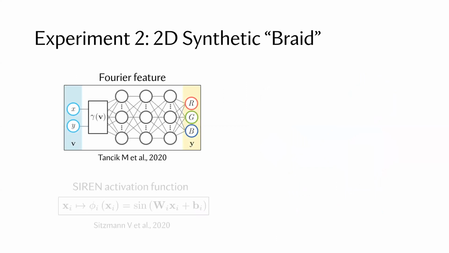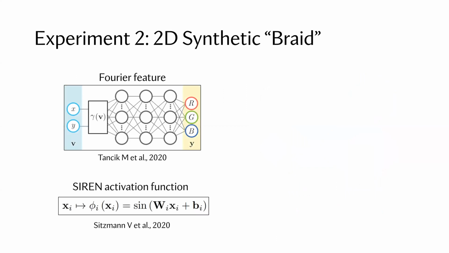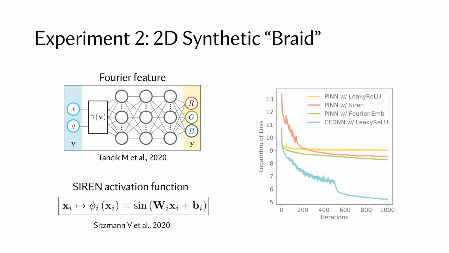In addition, we configure the MLPs with Fourier embeddings and the siren activation function, which boosts the performance of the MLP by a considerable magnitude. Yet it is still underperforming the CEDNN by orders of magnitude. It is noticeable that the CEDNN converges much faster to a significantly lower residual loss, despite the fact that the MLP has about the same number of parameters as the CEDNN.